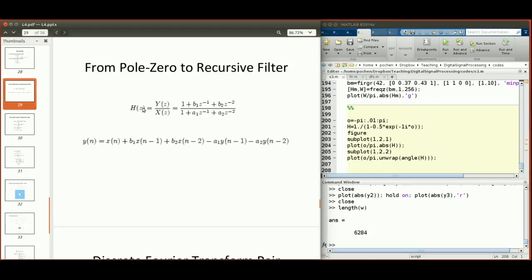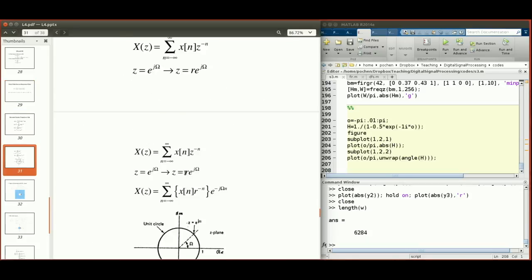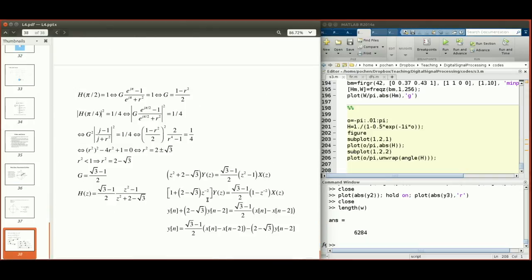So don't forget, big H equals what? Big H equals big Y divided by big X. That's the z domain output divided by z domain input, right? So now we have exactly the same kind of situation. Big H equals big Y divided by big X. Now we can rearrange all the terms, multiplying the denominator on both sides of the equation. We end up with z squared plus 2 subtract the square root of 3 times big Y. And the right hand side is basically the numerator, this factor g times z squared subtract 1 and then times big X of z, right?